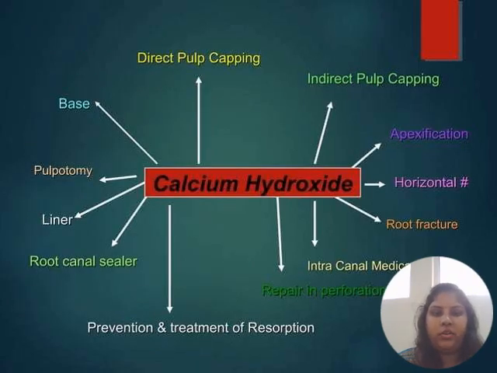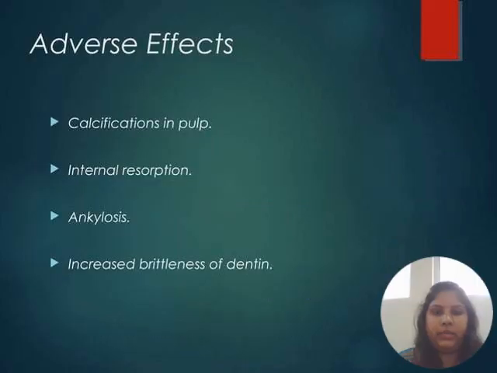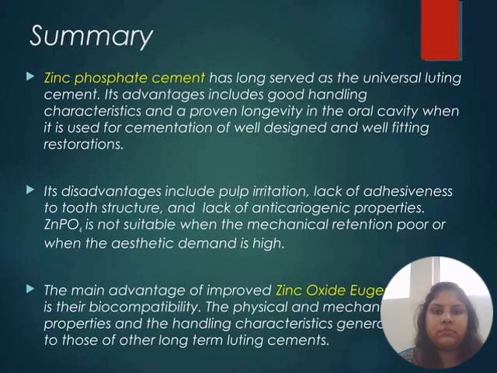Then calcium hydroxide is used as a direct pulp capping agent, for indirect pulp capping, apexification, horizontal root fractures, as an intracanal medicament, for prevention and treatment of resorption, as a root canal sealer, and as a liner used in pulpotomy as well as a base. So adverse effects are calcification in pulp, internal resorption, ankylosis and increased brittleness of dentin.